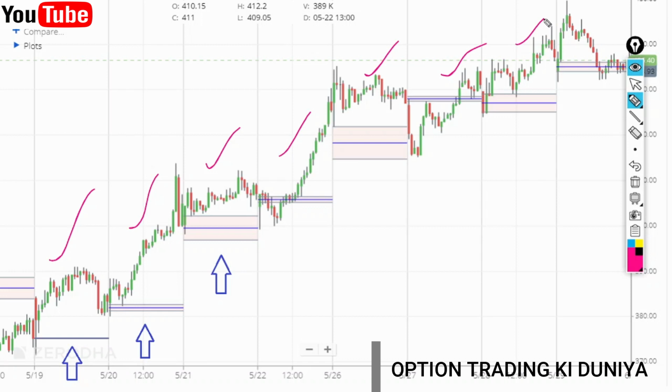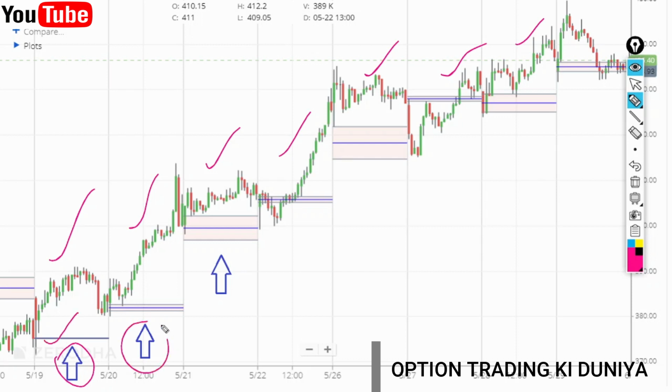How to identify whether the central pivot range is going to be narrow or wide? You can see in the first arrow here, the central pivot range is narrow. Whenever the price action on the previous day is not trending, very stable, opening and closing almost at the same level, you can see the central pivot range is very, very narrow.